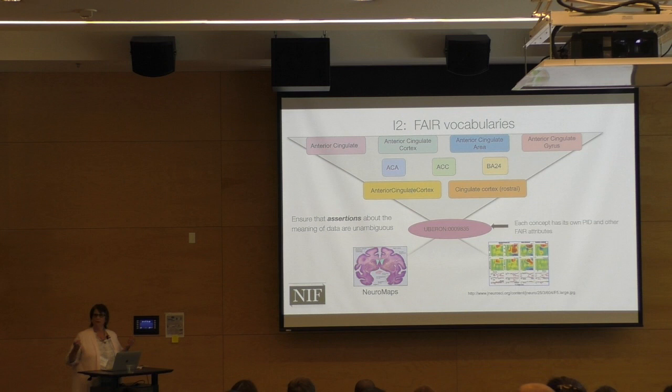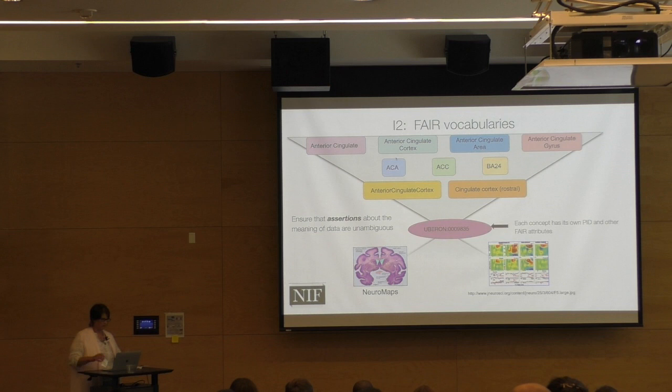find things in the first place, because you have to be able to search across any custom way that somebody might refer to it. But it also basically makes it difficult to link these to other things, because you spend so much time trying to find them in the first place, and you don't know what the relationship is between anterior cingulate cortex and something else.